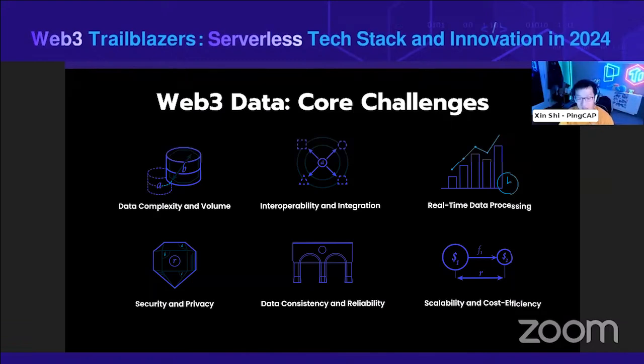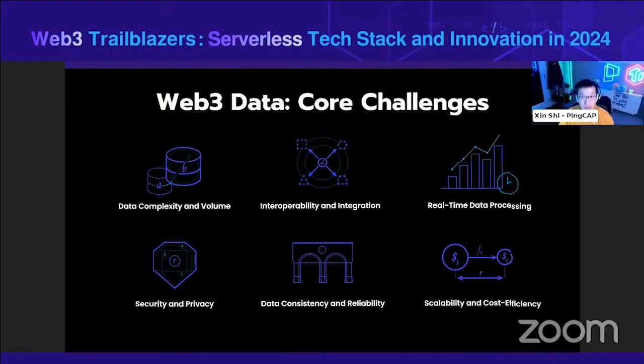Web3 also involves a variety of blockchain technologies and decentralized platforms. Ensuring seamless integration between these diversified systems for data exchange and usage is also quite challenging. Also, the dynamic and often real-time nature of Web3 transactions demands immediate processing and analysis of the data. That means you have to handle real-time data processing for your business.